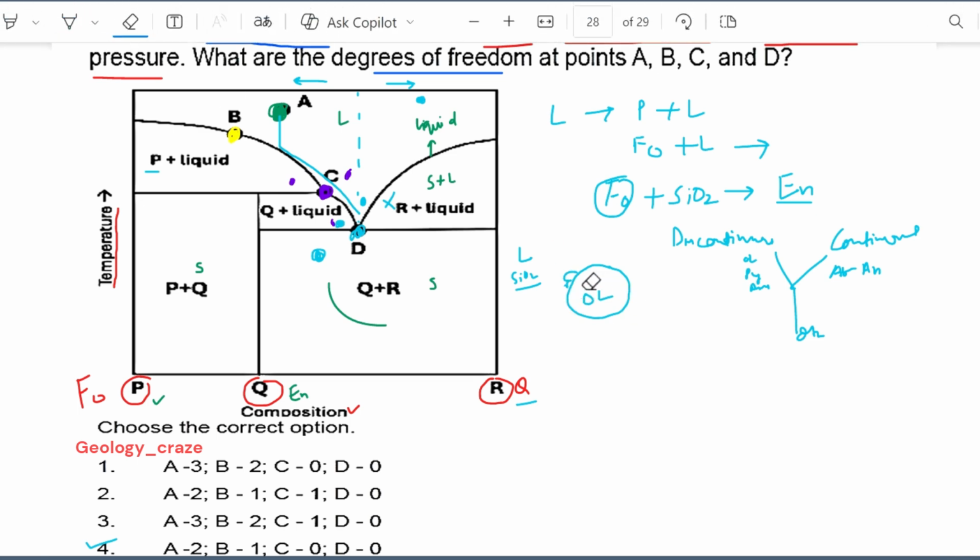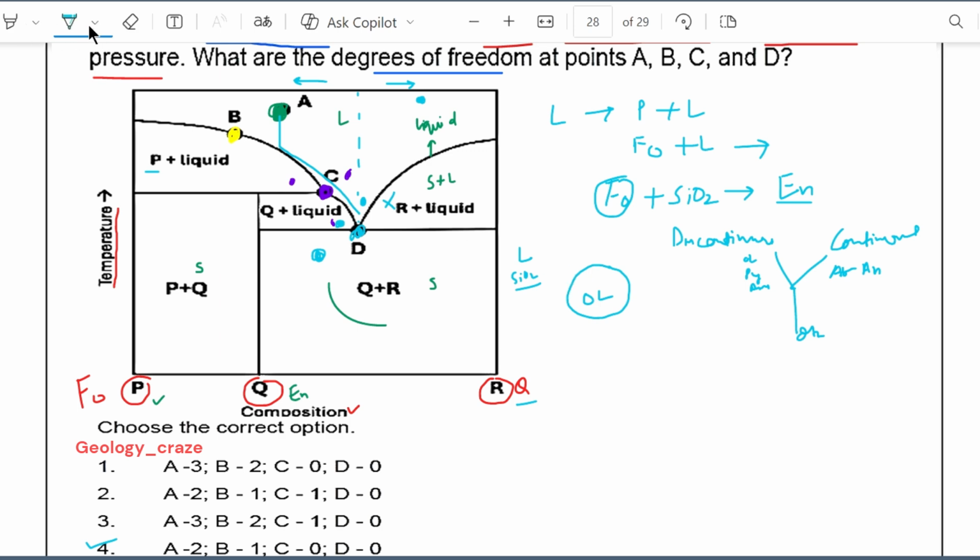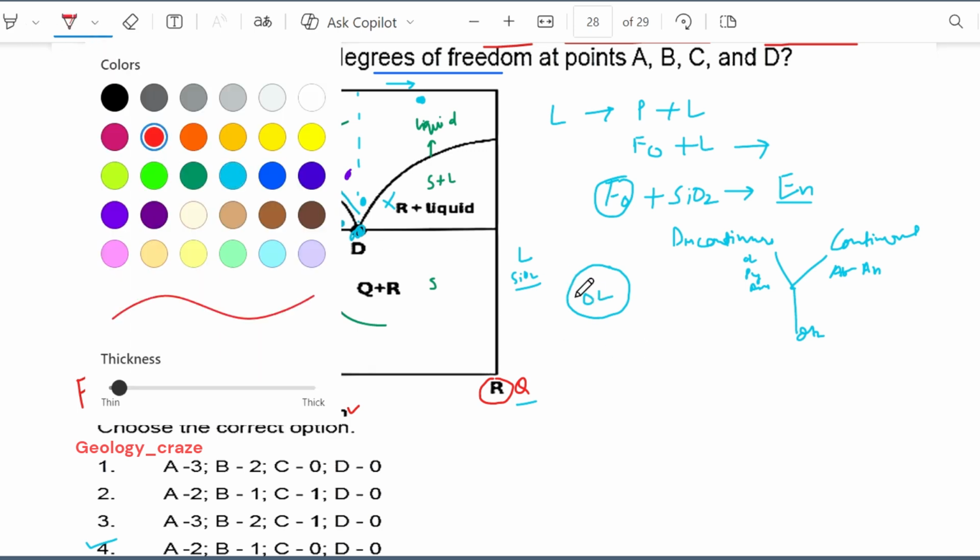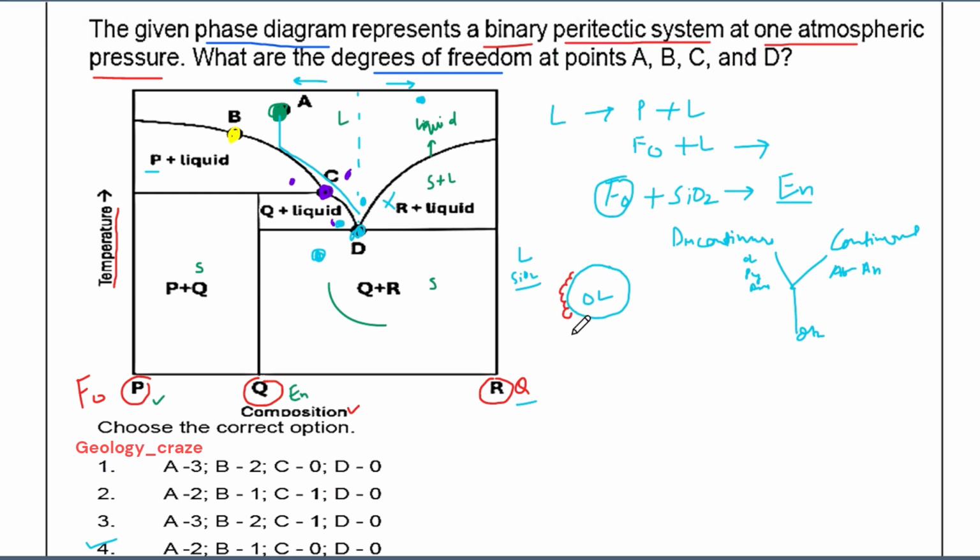Okay, I will change it. This olivine is getting corroded, and that's why we call it a corona texture. We call this a reaction ring, and this we call anorthite. This point is forming now.